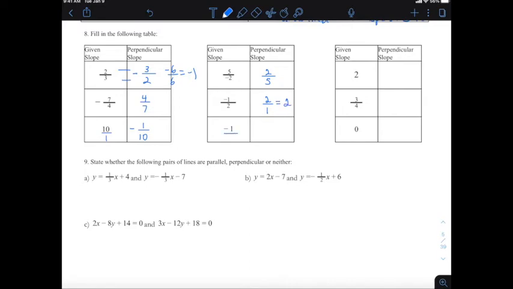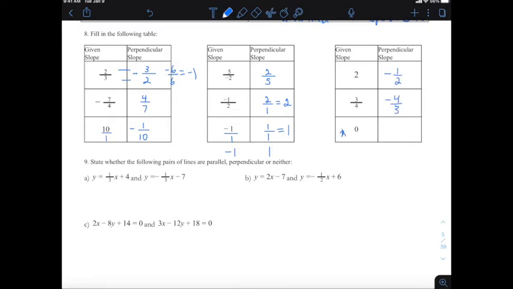And if I have a whole number -1, I can write that as -1 over 1. And when I write that as a negative reciprocal, it just becomes 1 over 1, which is 1. So yeah, the perpendicular slope to -1 is actually 1. Perpendicular slope, -1/2, -4 over 3.